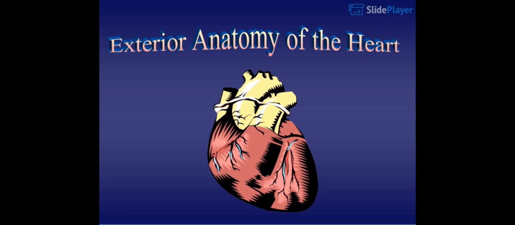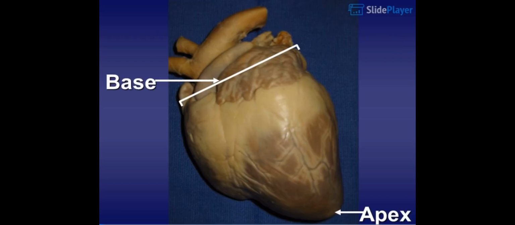Exterior anatomy of the heart. Base, apex. The apex points to the anatomical left. The human heart is a cone-shaped organ that is about the size of a fist. The base of the heart is the broad superior end. The apex is the inferior, pointed end. It rests on the diaphragm. The apex points to the anatomical left.